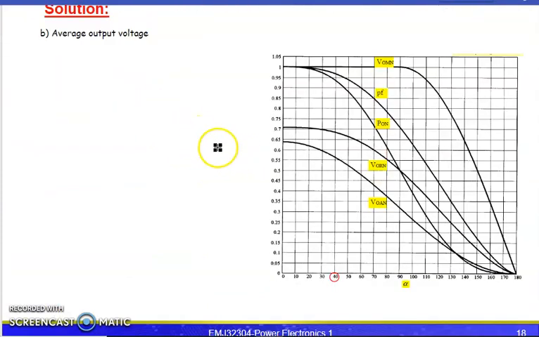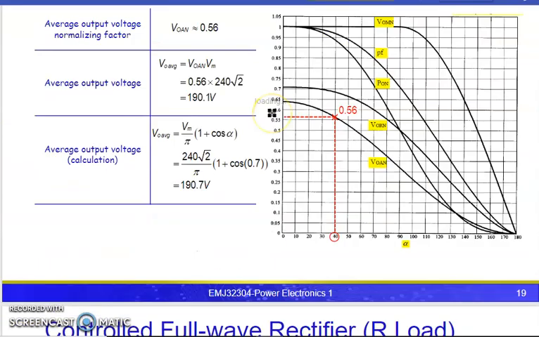What about the average output voltage? Just now we were referring to the V output maximum peak. Now, if you want to look up the average, this is our RMS, this is our average. So this is the average value. At 40 degrees, the line cuts at 0.56. At 40 degrees, the normalized value we found to be 0.56. It crosses at 0.56 here.